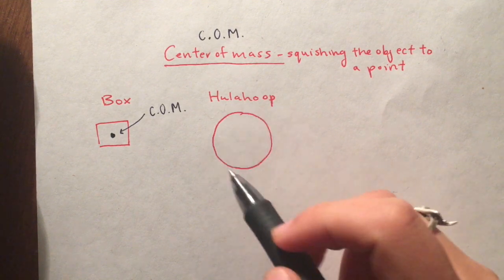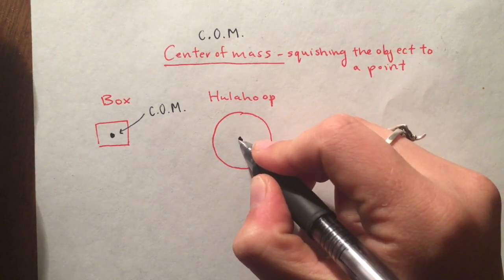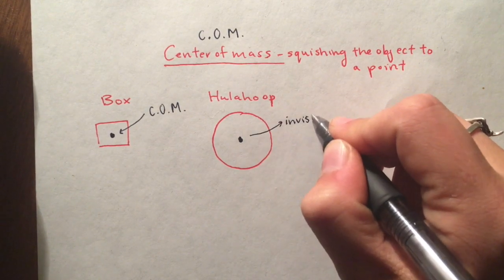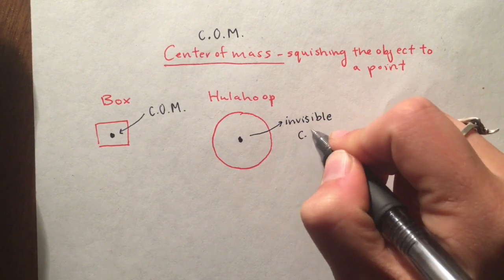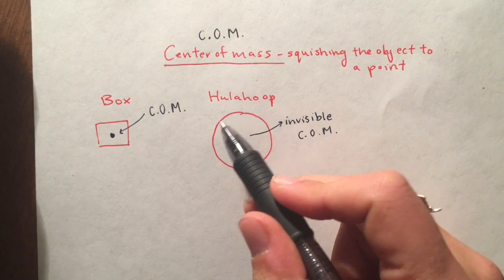What if this was like a hula hoop and not a frisbee? So basically like the outside rim of this frisbee, but like a big hole in the middle, or like a donut. What if this was a donut? Where's the center of mass? The center of mass of the hula hoop is in the center. So here we have an invisible center of mass. So the center of mass doesn't have to be on the physical object.